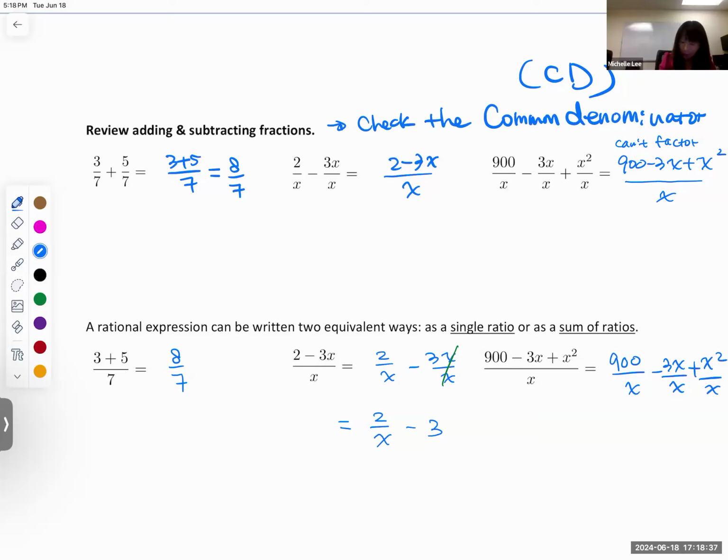That is the common denominator x, right? So that will be 900 over x minus, we can simplify, so we have 3 plus, and this one simplifies, so we have x, yeah? I didn't make a mistake, right? Okay.